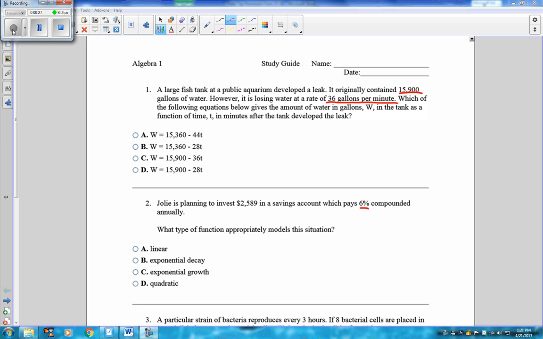So our initial start is 15,900. So that's going to be my start value. So I can go ahead and cross out A and B because my start values are not 15,900. Now from here it says that we're losing water at a rate of 36 gallons per minute. So that means for every minute we're going to subtract 36 gallons. So that means my slope is going to be negative 36, which means it's not D, so my answer is C.